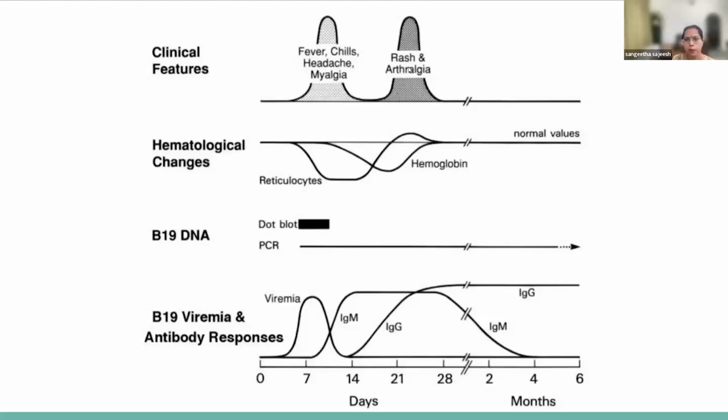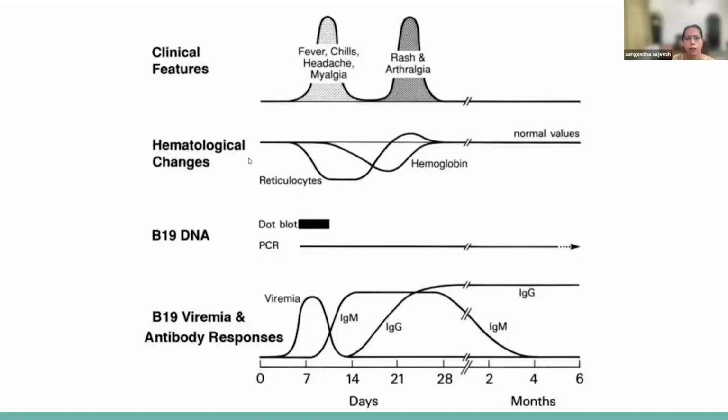Here you can see that it is a biphasic response. The initial spike shows the patient's symptomatic flu-like picture, where fever, chills, headache, and myalgia predominate within the first 1 to 2 weeks. By the time the patient reaches around 10 to 14 days, the IgM viremia comes down, IgM antibodies have already started forming, and then IgG antibodies take over. Then the patient develops a second spike of rash and arthralgia, as it is a biphasic illness. This is mainly due to the immune complex formation.